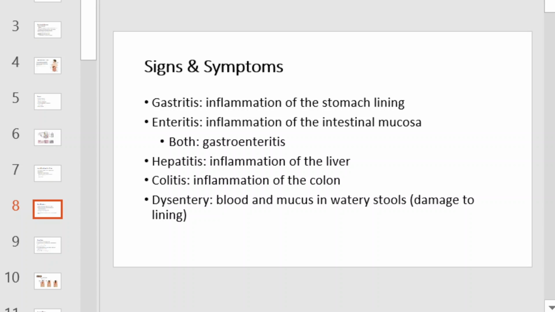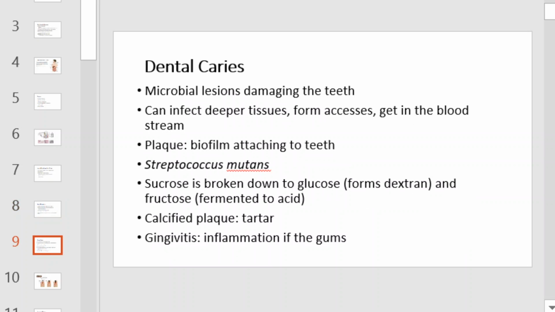Signs and symptoms. When the GI tract is dealing with a foreign pathogen, there are some signs and symptoms that we use to describe the type of infection that's occurring. Gastritis is the inflammation of the stomach lining. Enteritis is the inflammation of the intestinal mucosa. Hepatitis is the inflammation of the liver. Colitis is inflammation of the colon, and dysentery is blood and mucus in the watery stools.